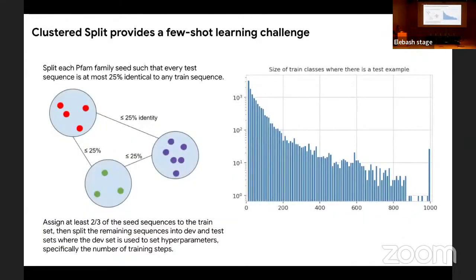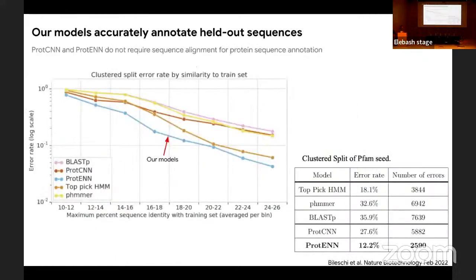We built a clustered split because remote homolog detection is really important. So we split every family so that every test sequence was at most 25% identical to any training sequence. This is a much harder task. We made a train, dev, and test split. And again, our ensemble was able to outperform the HMM, but here the single CNN is struggling a bit more. The HMM is doing better in quite a lot of the buckets.